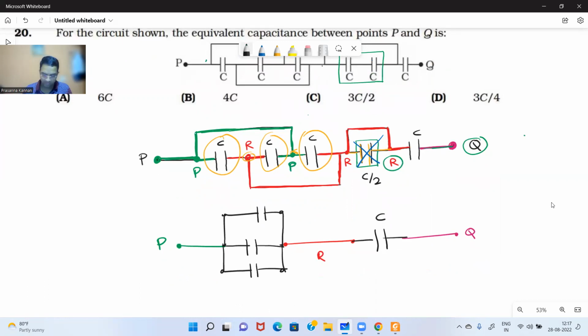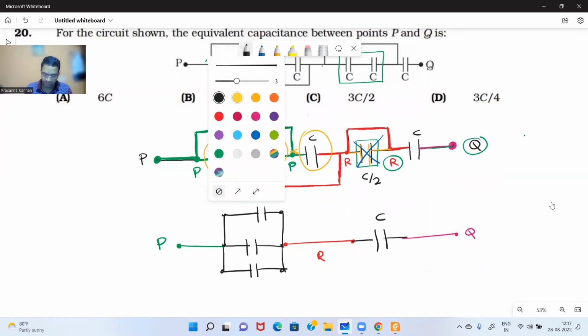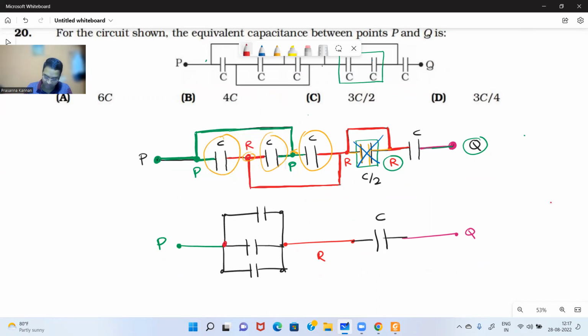Understood? On all the three capacitors, the endpoints must be P and R. So this must be P, this must be R. P, R. Understood? Yes, sir.